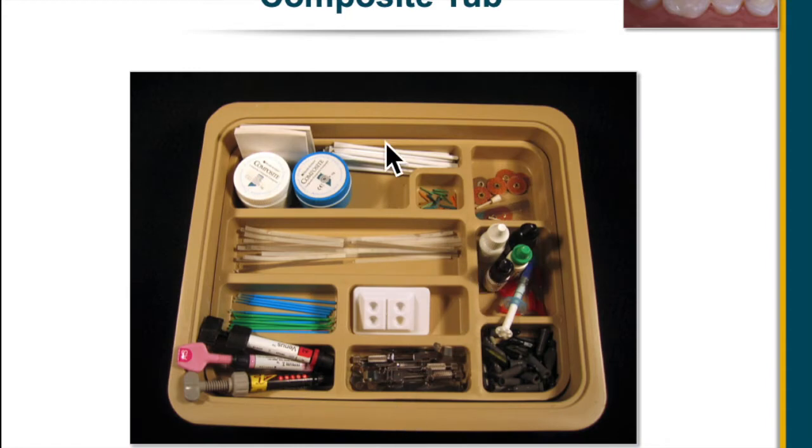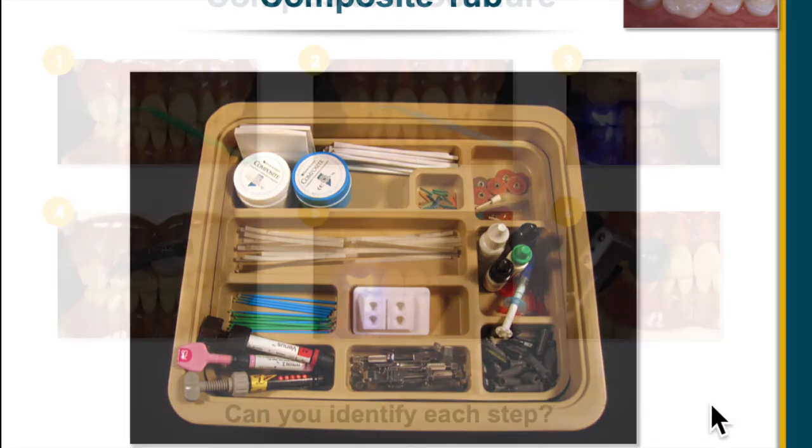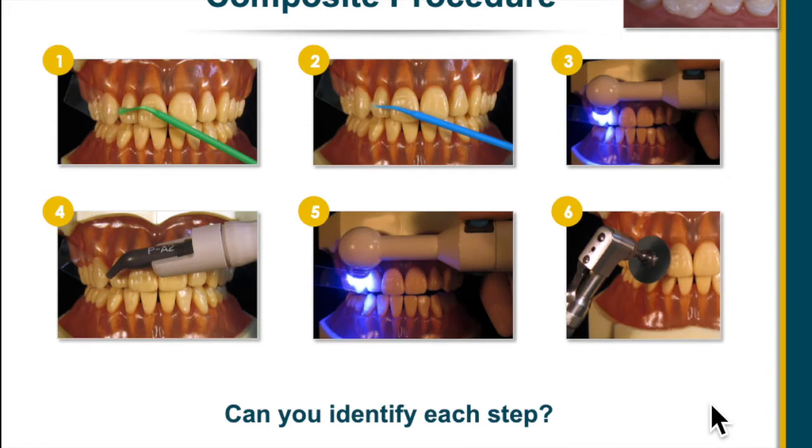So composite tubs are considerably more complex than an amalgam filling tub. There's more materials, more things to do. So again, composite fillings are harder to do. So the general composite procedure: generally you're going to etch, bond, cure, place the composite, cure, and then finish. So those are your basic steps.